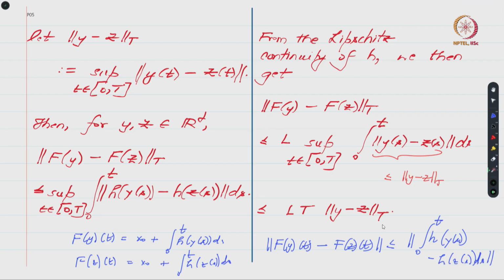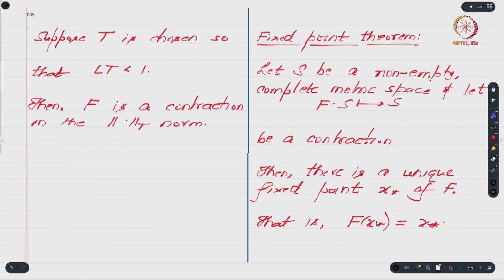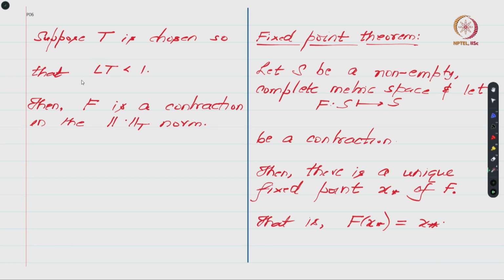Okay, so now what do we have? You give me two trajectories, then the distance between the outputs is upper bounded by LT times the distance between the inputs. That is the summary of this calculation. So now what we will do is pick a value of T such that LT is strictly less than 1. Because LT is strictly less than 1, one can conclude that f is a contraction.